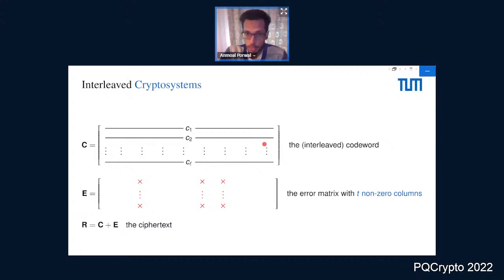But in order to be sure of that, the number of column errors is greater than the number of errors you would typically have in the regular McEliece system. But because these are column errors, it's not entirely obvious whether you do get a benefit. So it's important to understand the complexity of solving this problem, the problem being: given R, what exactly is the code with matrix, or in other words, doing generic decoding of interleaved codes.